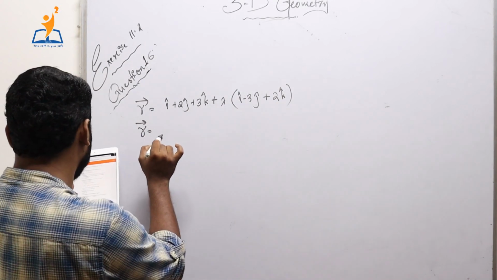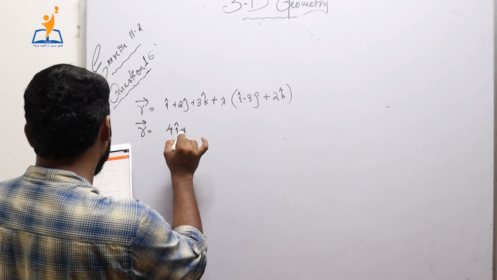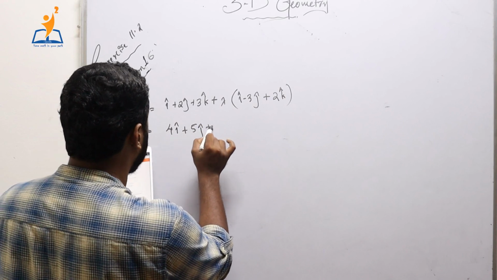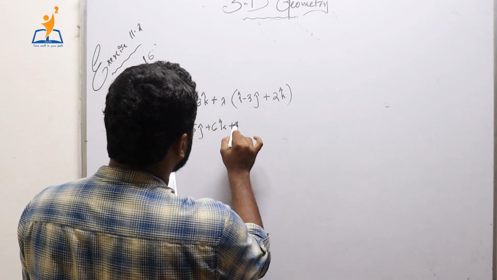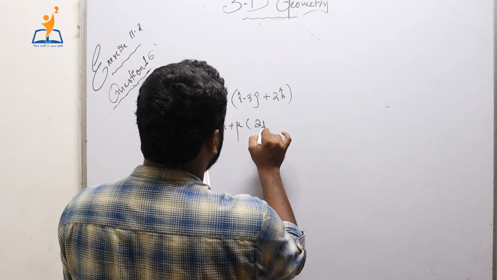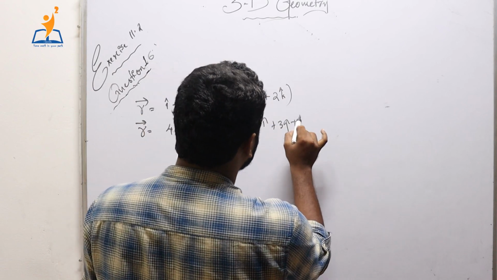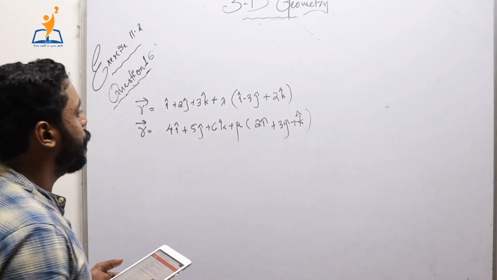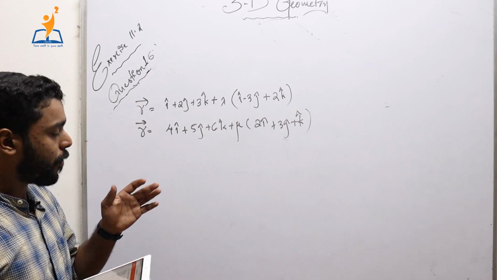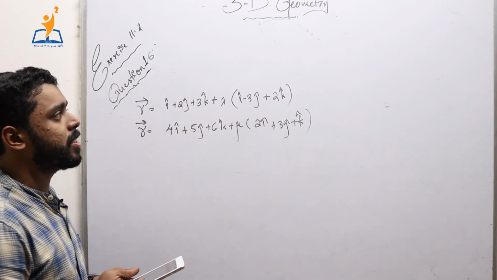And the second vector equation is 4i cap plus 5j cap plus 6k cap plus mu into 2i cap plus 3j cap plus k cap. So these are the two vector equations of the lines. We have to find the shortest distance. Very easy for you now.